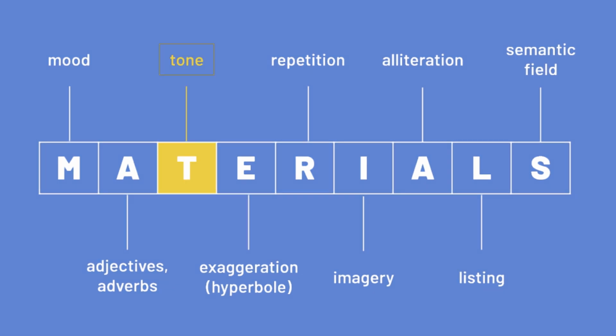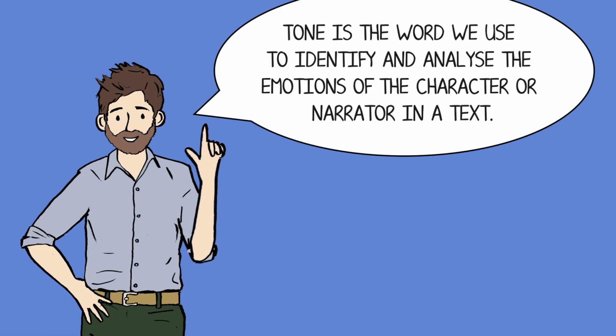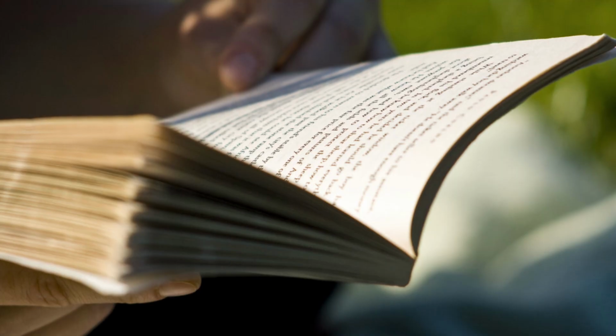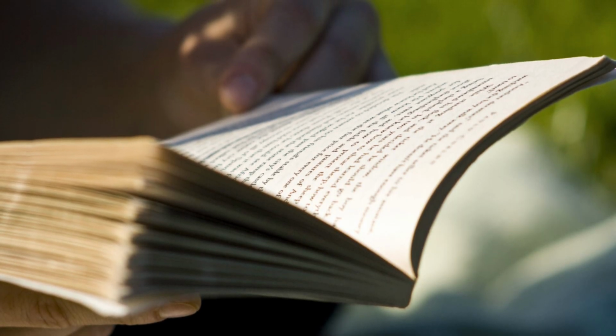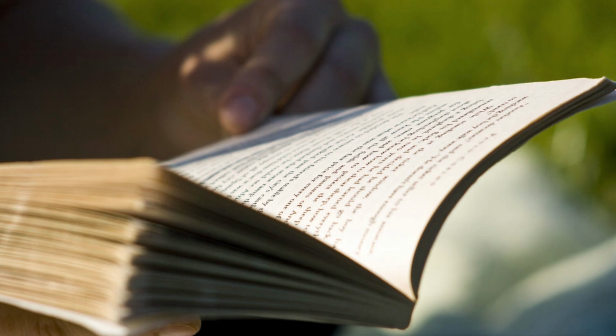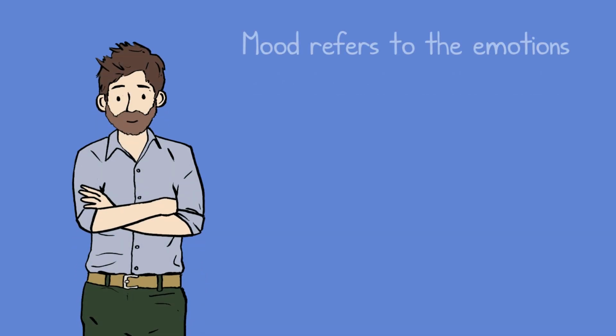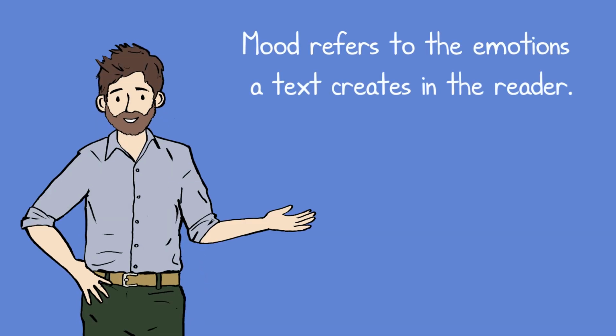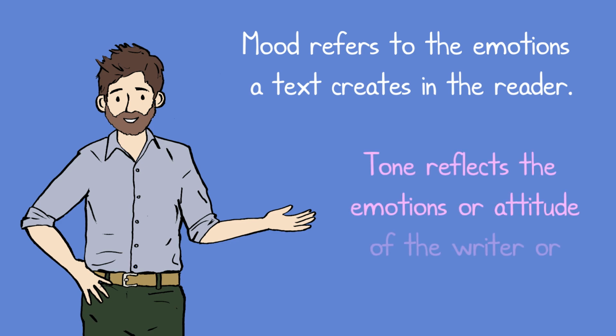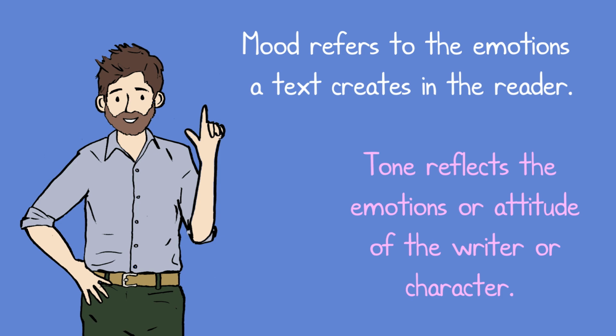T is for tone. Tone is the word we use to identify and analyse the emotions of a character or narrator in a text. Like mood, tone is created through language choices that the writer makes. But while mood refers to the emotions a text creates in the reader, tone reflects the emotions or attitude of the writer or character. Understanding tone helps us uncover hidden meanings, bias, and perspective in texts.